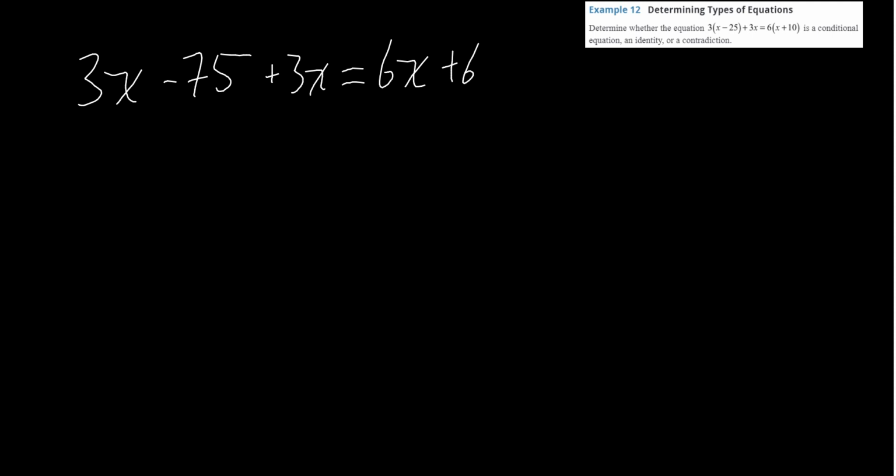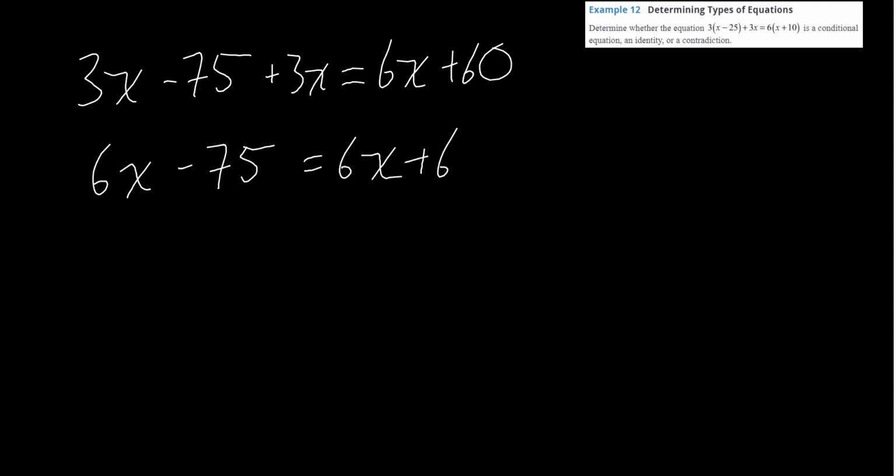Okay, so let's begin this process here. We're just going to go ahead and distribute this. So if I distribute through, it's going to be 3x and then minus 75, plus 3x, and that's equal to, distribute the 6 through, so it's going to be 6x plus 60. Okay, so let's start. On the left side, I can combine my 3x's, so I'll have 6x minus 75. That's equal to 6x plus 60.